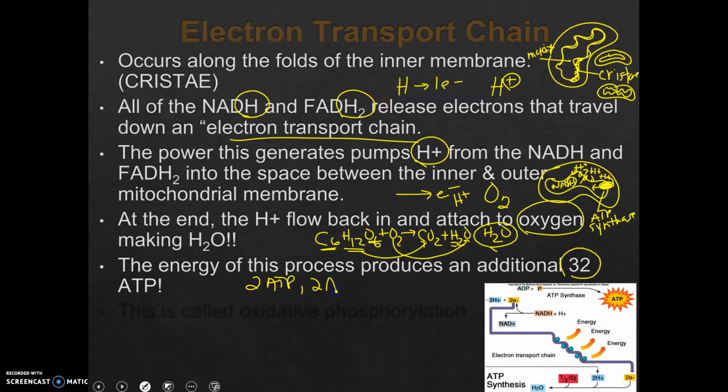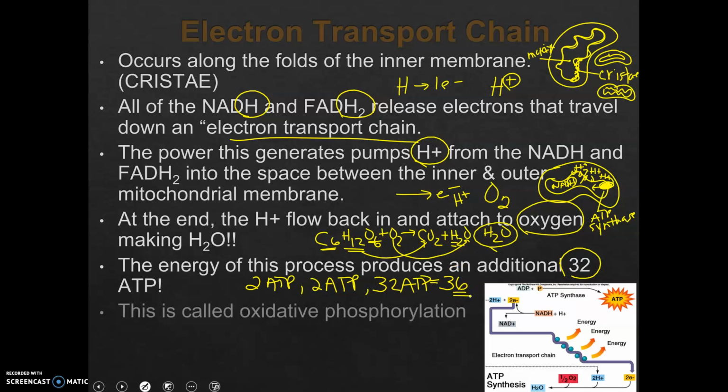We made 2 in the Krebs cycle, and now we're making another 32 in the electron transport chain, or it's also called chemiosmotic phosphorylation, and that's where we're getting our total of 36. This is also called oxidative phosphorylation, or chemiosmotic phosphorylation, because it has to do with pumps.